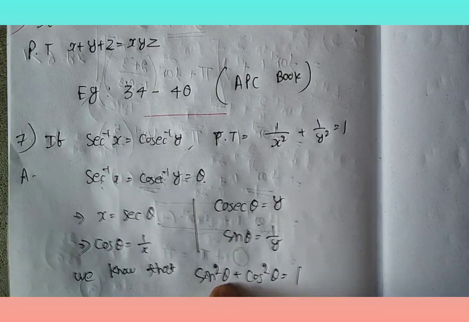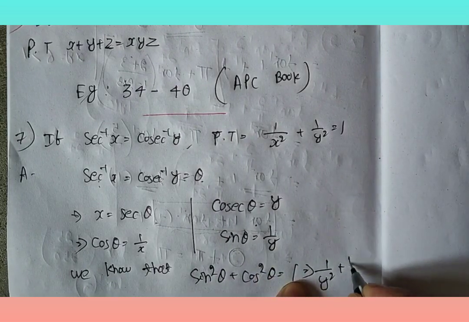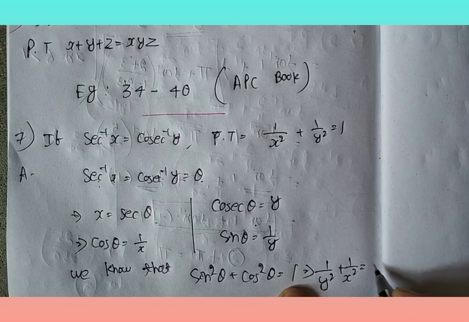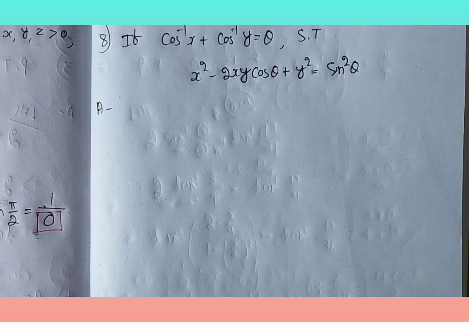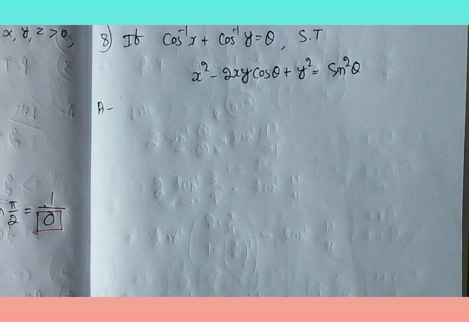Now put the value of sin. What is the value of sin? 1 by y. And what is the value of cos? 1 by x. So 1 by y square plus 1 by x square is equal to 1. Hence proved.